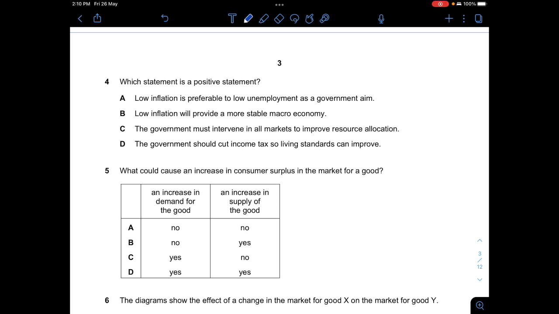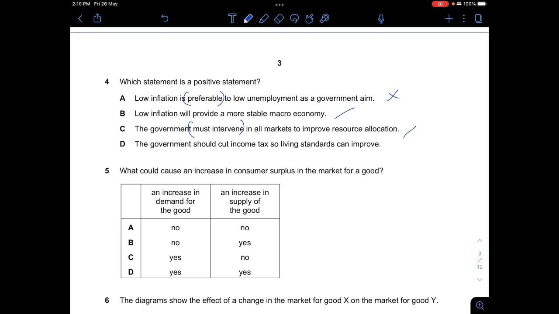A says low inflation is preferable to low unemployment as a government aim. Preferable would be an opinion, so no. And B says low inflation will provide a more stable macroeconomy. This is a positive statement because it is testable that low inflation will provide a more stable macroeconomy. Let's look at C and D. It says the government must intervene in all markets to improve resource allocation. This is based on opinion. It's not necessarily possible for intervention to improve resource allocation. There are many other ways that can improve resource allocation, but not exactly government intervention.